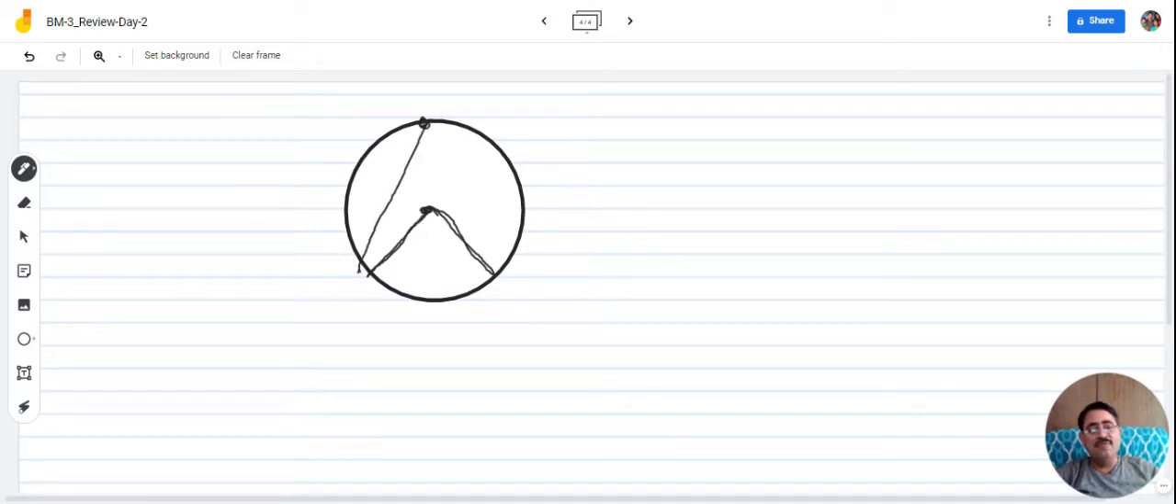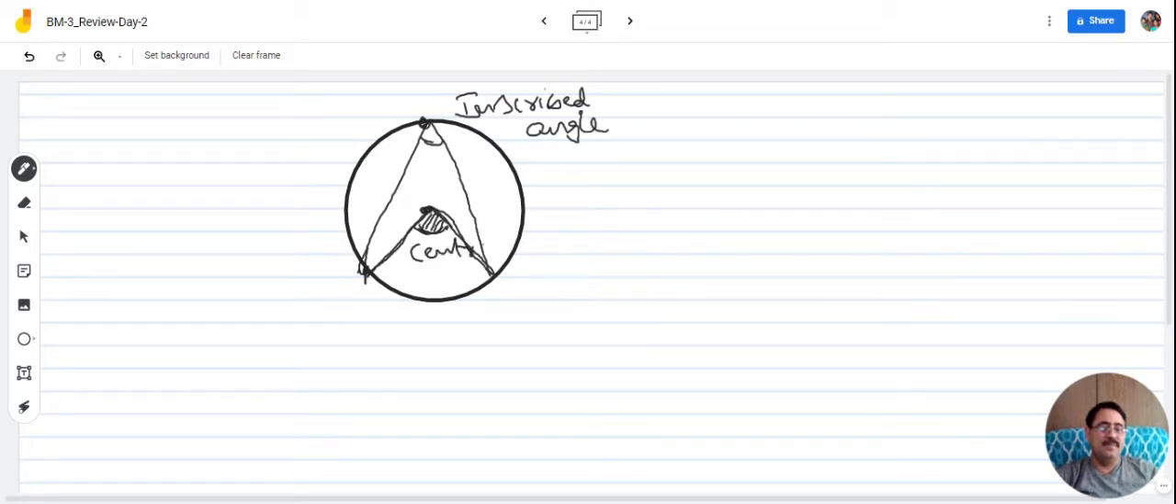Next, angle formed on the circle. I'm sorry, the lines are not really straight. So this is called an inscribed angle. And this one is the central angle. It's easy to remember because it is formed at the center. So the condition is inscribed angle equals half of central angle.